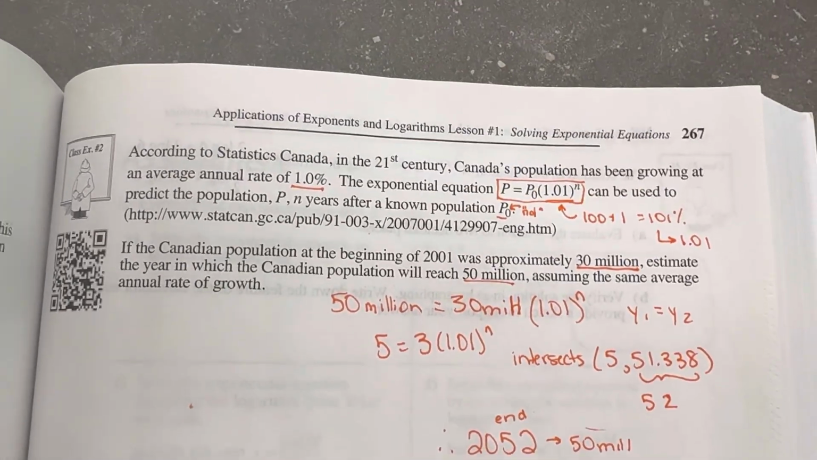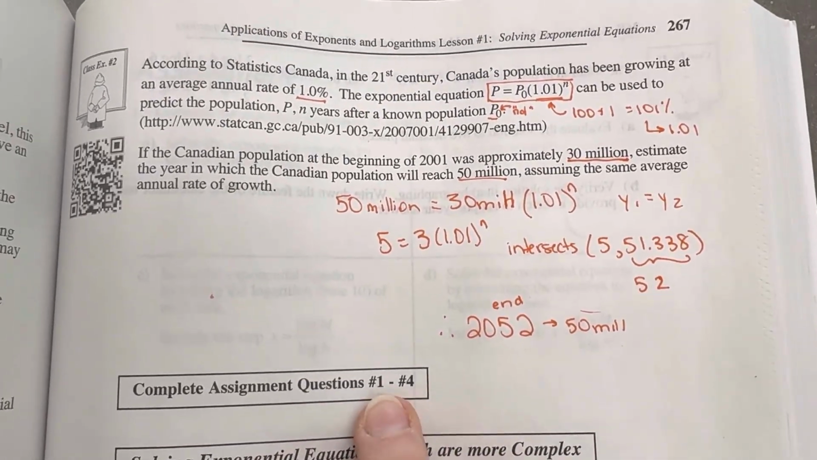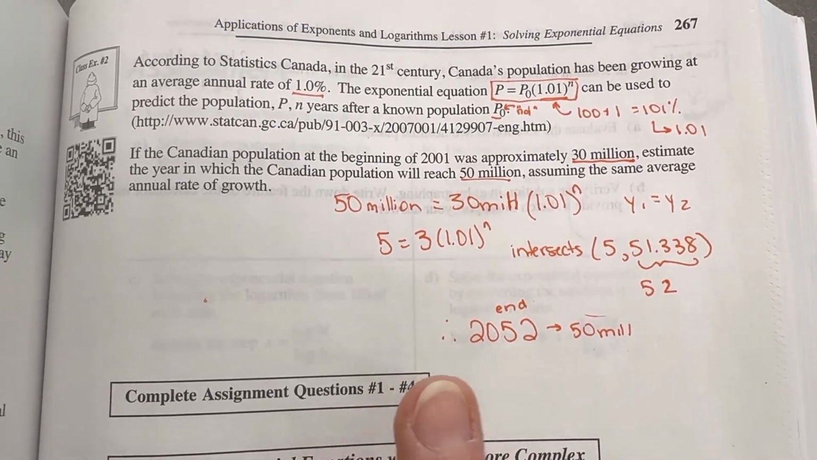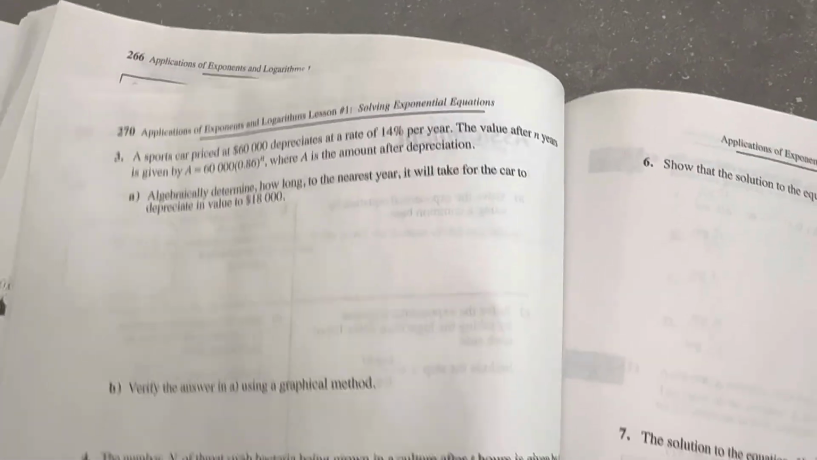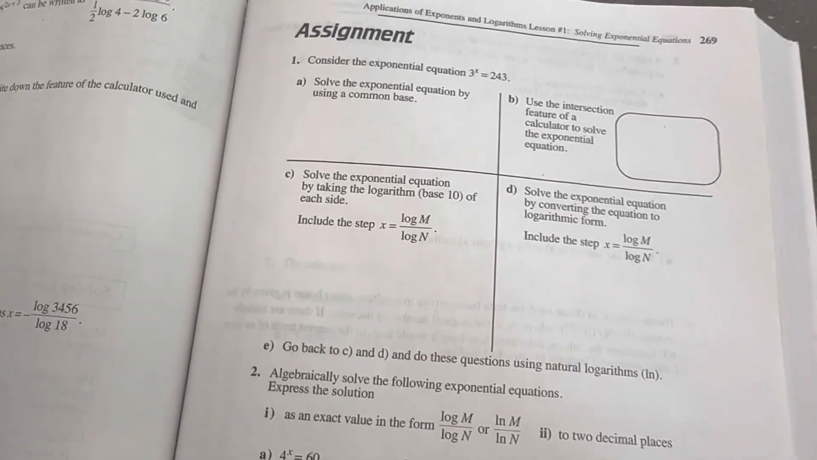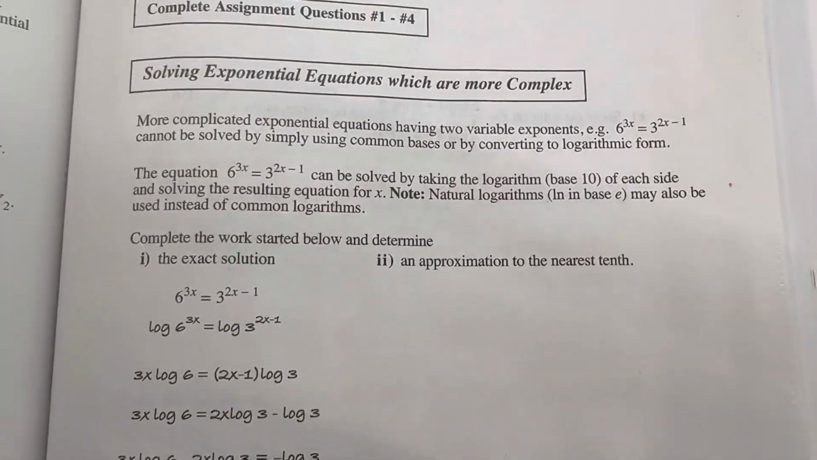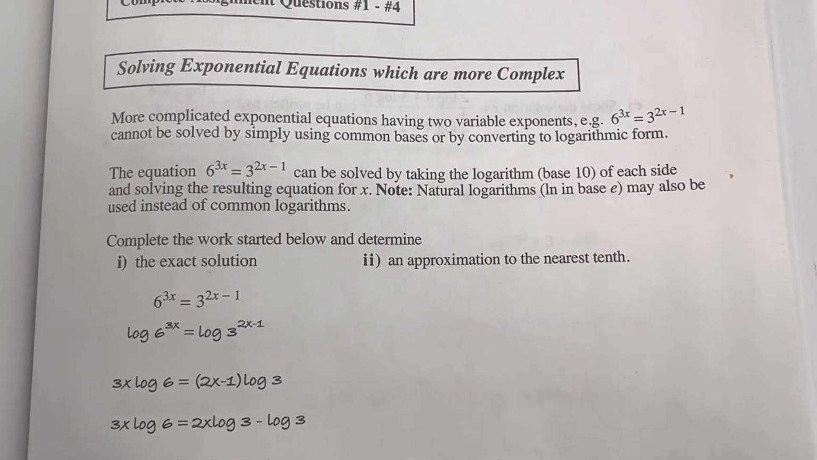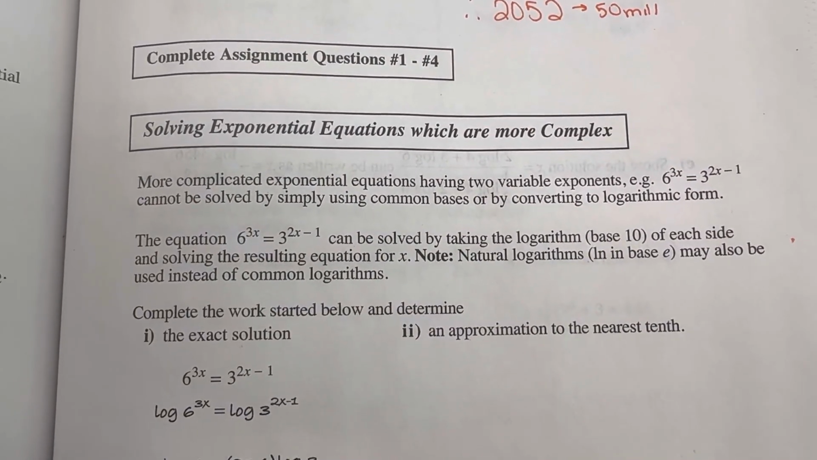All right, so then you can do 1 to 4. Maybe just do half of them, like the left-hand column. Okay, and then let's talk about exponential equations that are more complex.